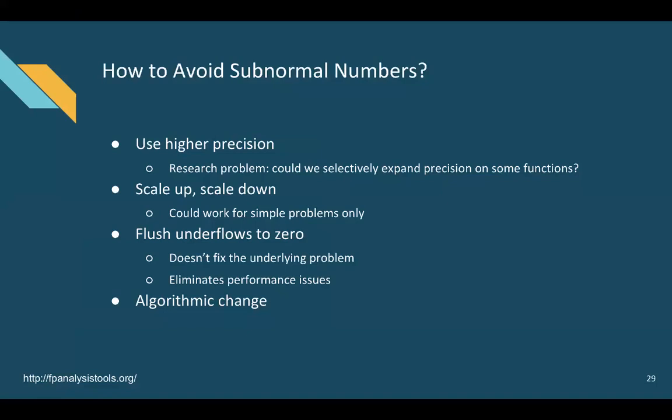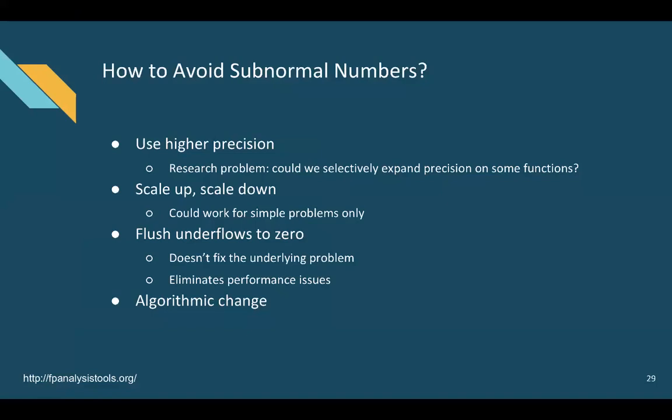You could do scale up, scale down. So if you scale up the computations you have, you're not close to the domain of subnormal numbers, but then you have other problems, because most of the precision that you have is in lower numbers. So if you scale up, you also lose precision. It could work for simple problems only. I haven't tried this in large applications.